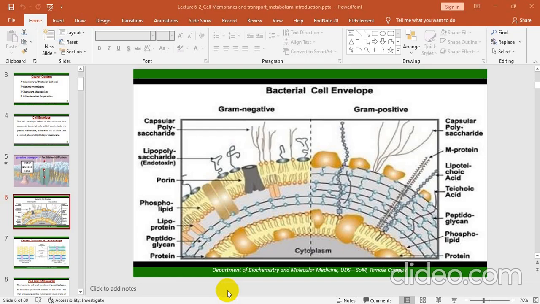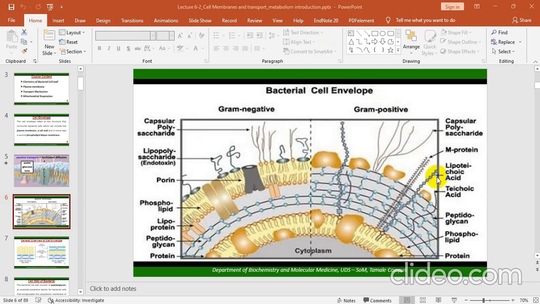Okay, so the cell membrane of a bacteria, so we have the gram-negative and gram-positive bacteria. These are the two classifications we have for bacteria. We have gram-negative bacteria and gram-positive. So, the bacterial envelope or cell envelope comprises of the gram-negative and the gram-positive bacteria.